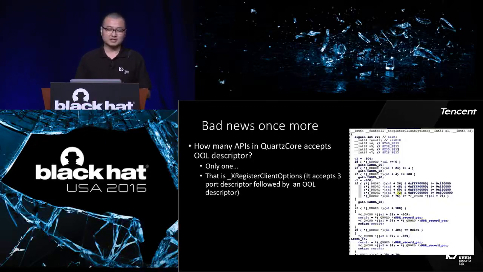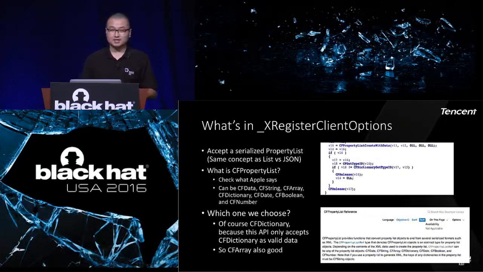And you have another bad news, which is there is only one OOL descriptor message on the Quartz Core API, which is X register client options, only one. So that's very bad. And let's audit this API. Actually, this API accepts a serialized prop list because sometimes you need to send a very complex message from process A to process B. So for performance consideration, it actually does a serialize to make a CF dictionary to plist binary format and send it to the target process.